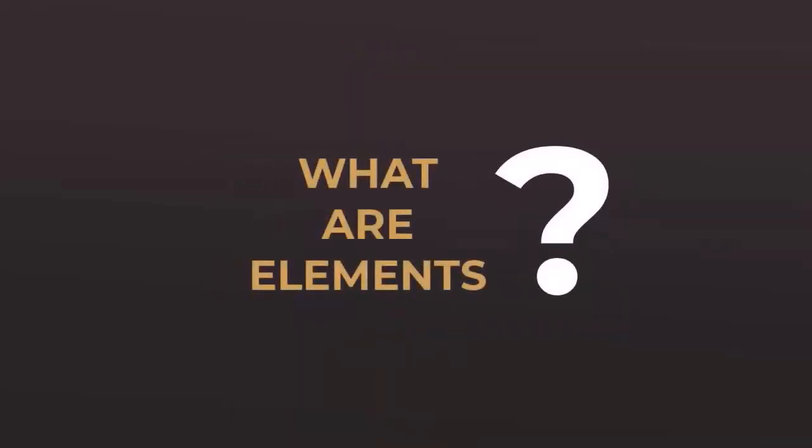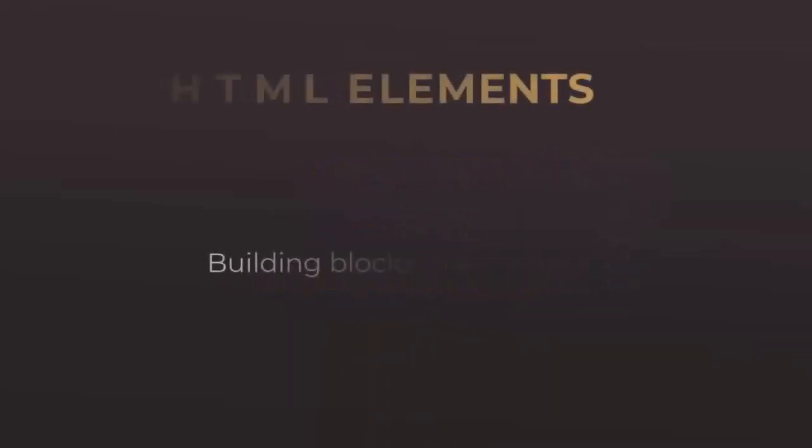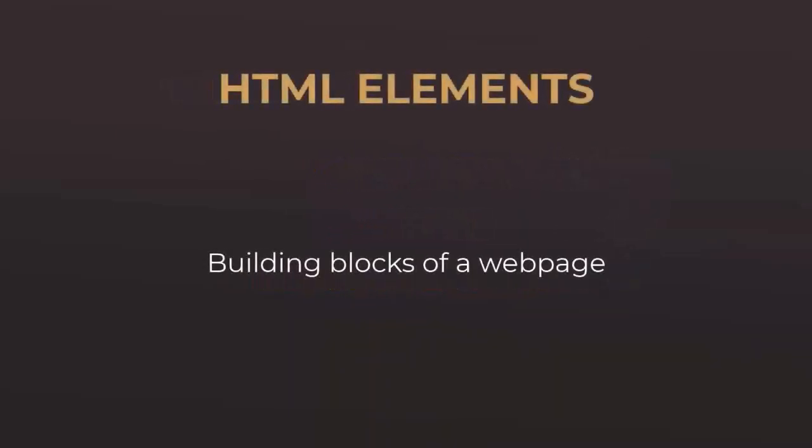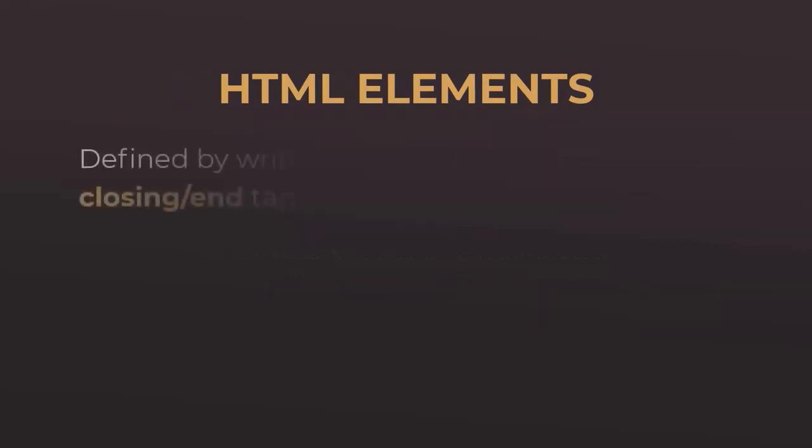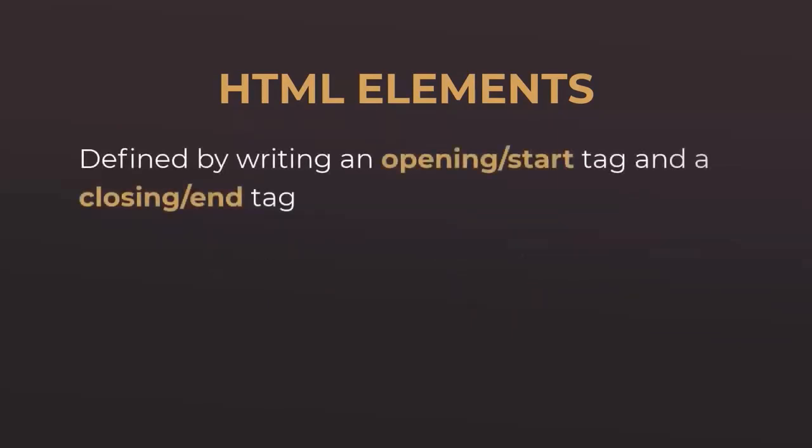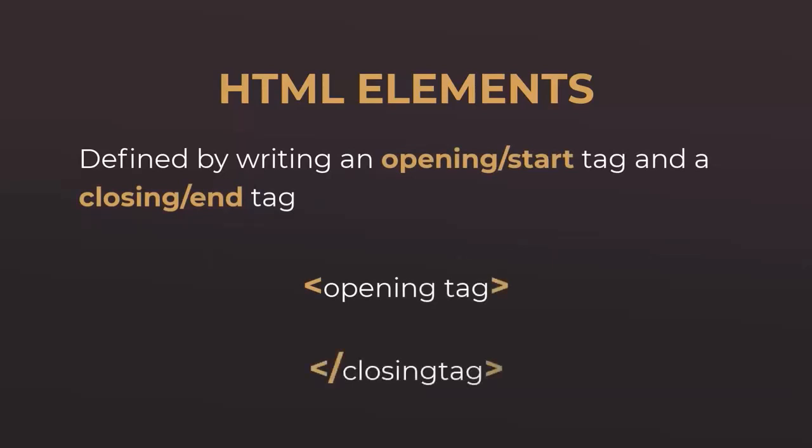So now we have gone over the structure and I've been talking about elements. What are HTML elements? HTML elements are the building blocks of your website. They are basically components which, when brought together, make up the website. So basically, HTML elements are defined by writing an opening tag and a closing tag. You can also call this start and end tag. Start or opening, end or closing tag.